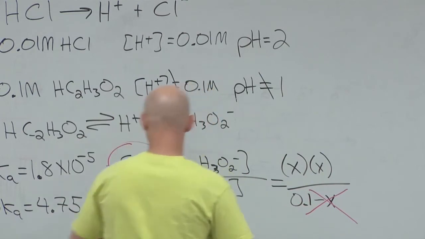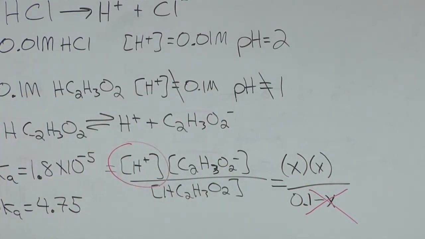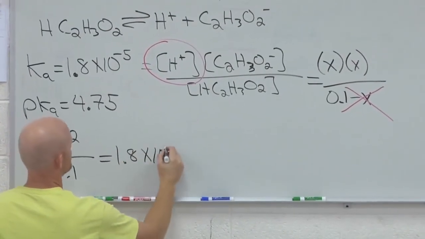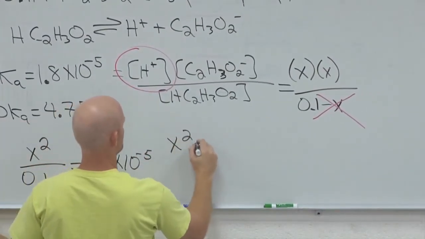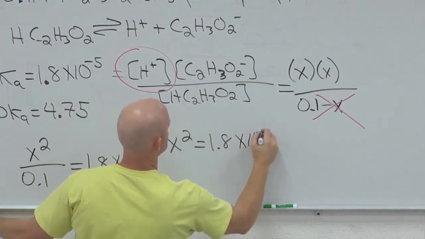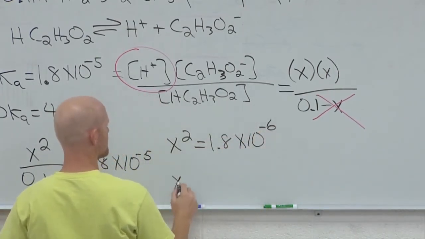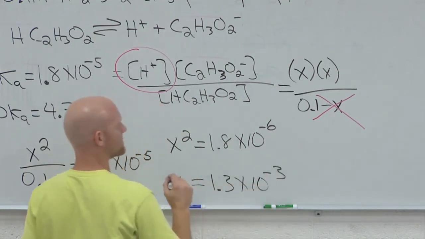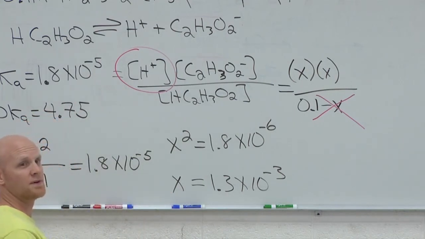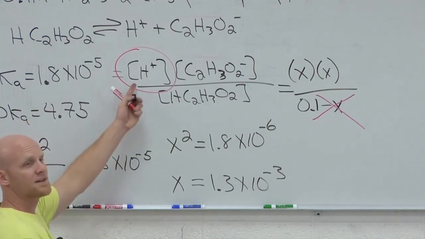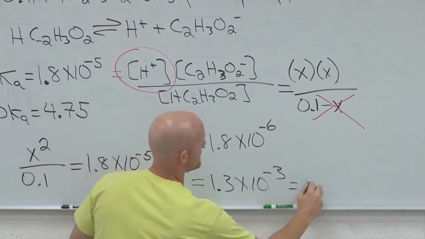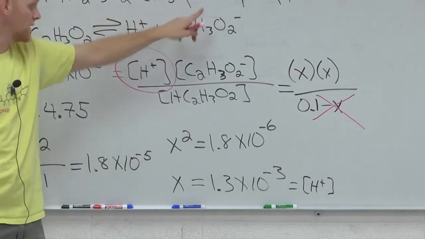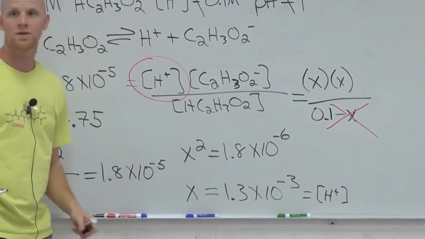So in this case, we're going to be left with x squared over 0.1 equals 1.8 times 10 to the negative 5, or x squared equals 1.8 times 10 to the negative 6. Take the square root. X equals 1.3 times 10 to the negative 3. And in this case, x was equal to what, though? That's allowing us to get pH? The H plus concentration. So this is your H plus concentration. And we can see, yeah, the H plus was definitely not equal to 0.1. It was equal to something substantially smaller, only dissociated partially.